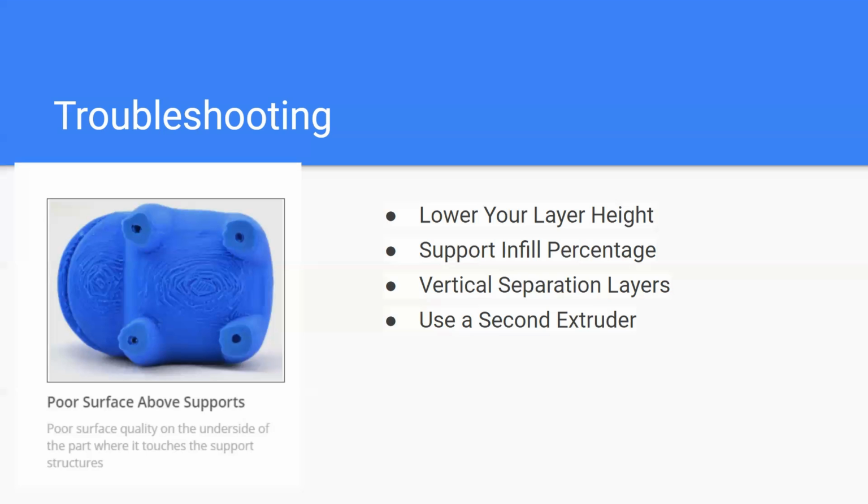So vertical separation layers help keep the top of your supports from bonding to the bottom of your part. Horizontal offset will keep the sides of your support from bonding to the side of your model. For this, you're going to want to use a value between 0.2 and 0.4 millimeters, but you're going to have to experiment and optimize this perhaps.